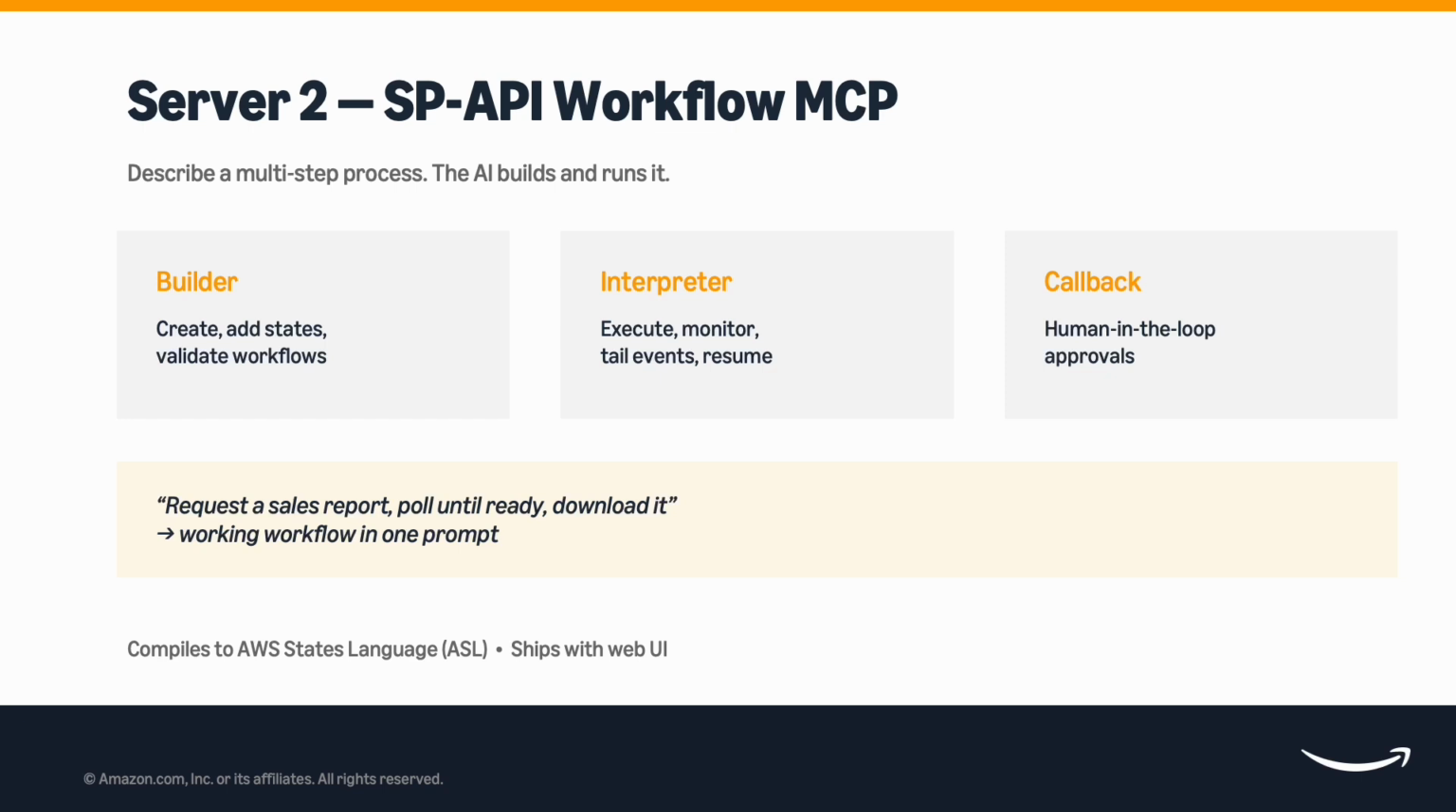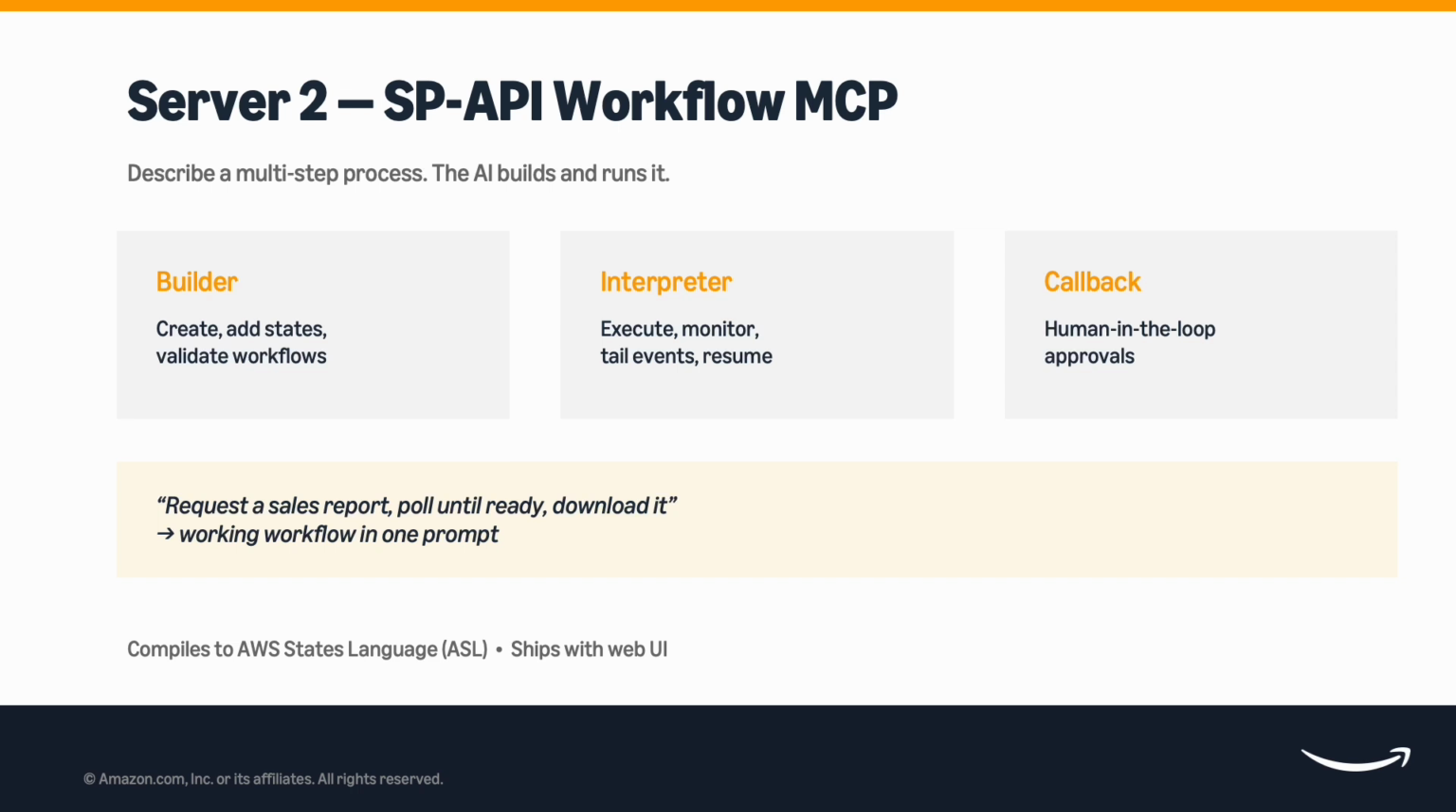Server 2 is the Workflow MCP. The idea is simple. You describe a multi-step SP API process in natural language, and the AI builds and runs it for you. It has 3 components. The builder lets you create workflows by adding task states, choice states, wait states, and fetch states, then validates the whole thing. The interpreter executes your workflow and lets you monitor it in real time. You can tail events, check status, and resume if something pauses. And the callback system enables human-in-the-loop approvals, so you can require manual sign-off before critical steps proceed.